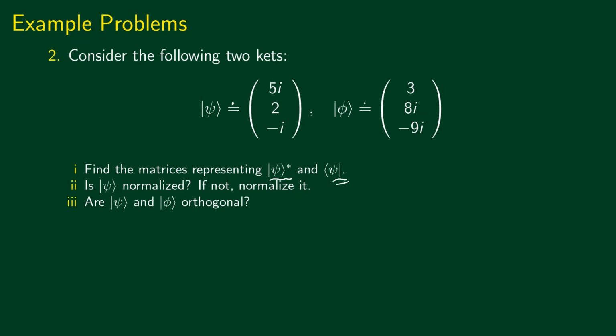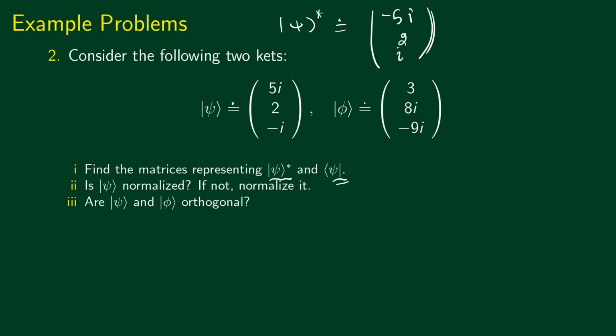Sometimes this notation is used. If this is the matrix representing psi, what's psi star or ket psi star? You just complex conjugate the entries here. So it's minus 5i, 2, and i. That's the meaning of the complex conjugate of the ket. This actually means the complex conjugate of the matrix that represents the ket. But this notation is often used. We can write it like this.